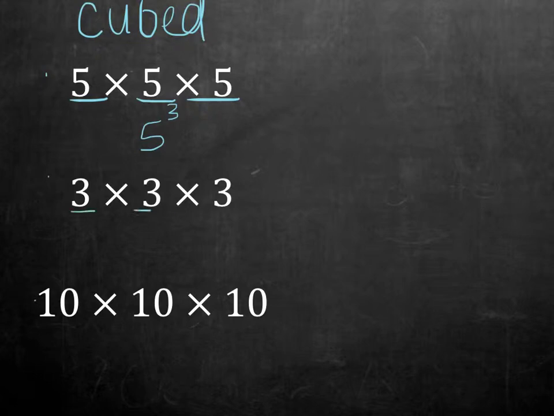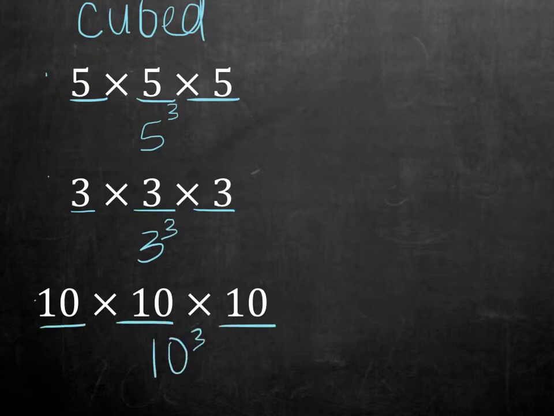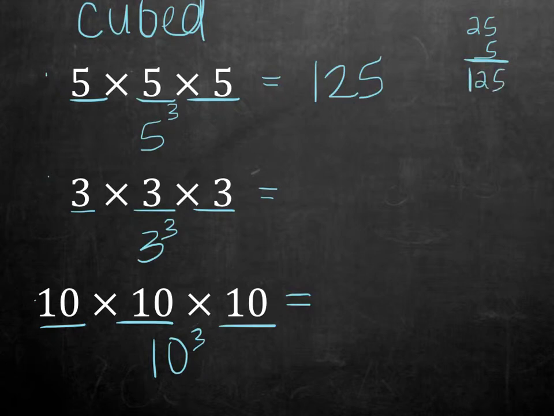In this case, I have 3 times 3 times 3, which is 3 cubed, and 10 times 10 times 10, which is 10 cubed. Now, if we actually evaluate all those or work out what their value is, 5 cubed is going to be 125, and I get that by doing 5 times 5, which is 25, and then times 5 one more time. For the third time, that's 125. 3 cubed is 27. And 10 cubed is 1,000.